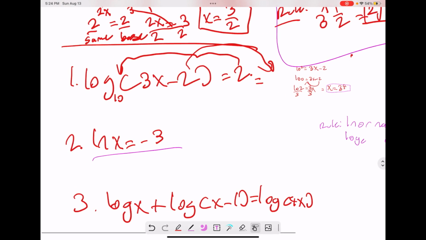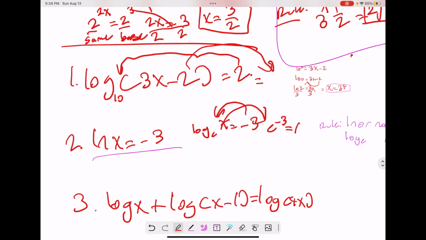ln stands for natural logarithm, and that's just log base e. So we can write this as log base e of x equals -3. Even if this seems complicated, we go back to our original rule: we plop the -3 on the e, and we put the x on the other side. So we get e to the -3 equals x.